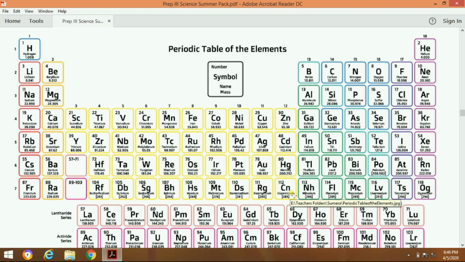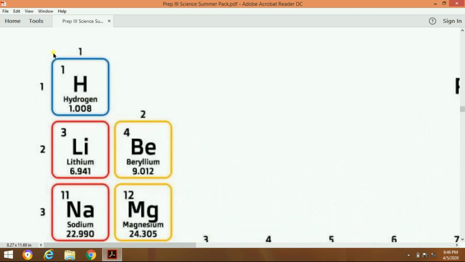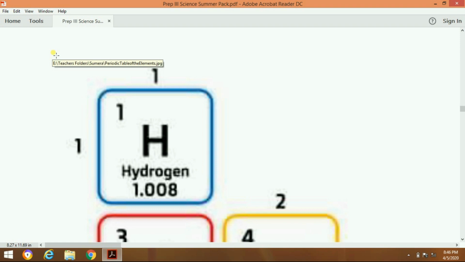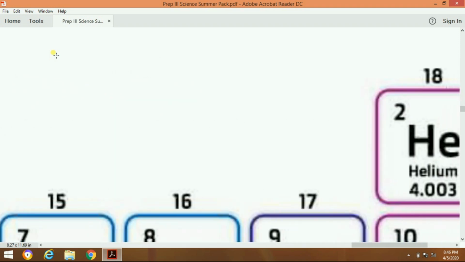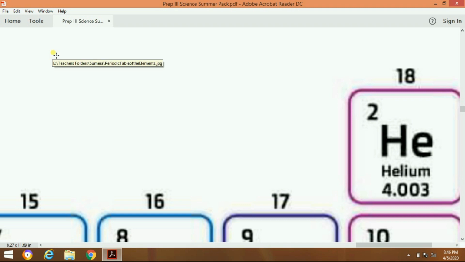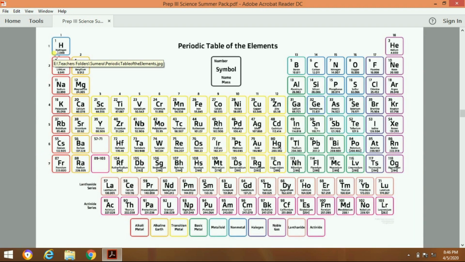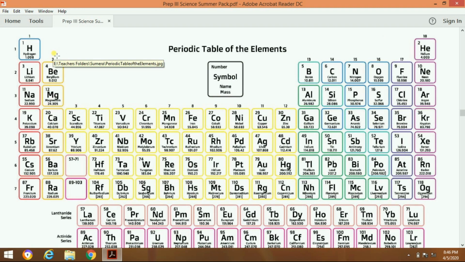That is, the element whose atomic number is 1 will take the first position in the periodic table, like hydrogen, and the element whose atomic number is 2 will take the second position, that is helium, and so on and on.